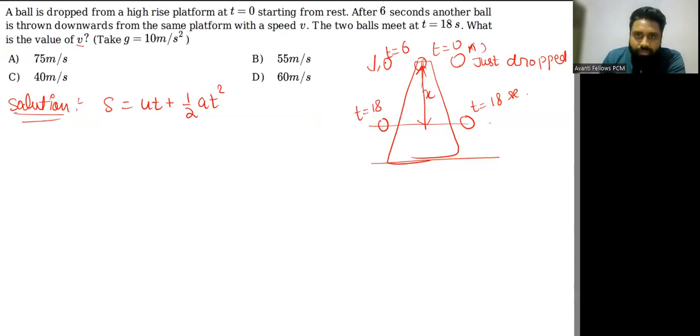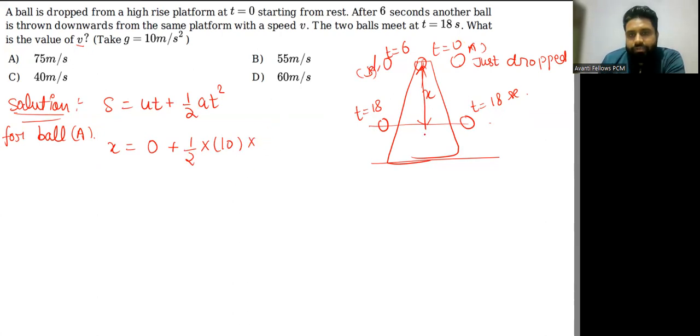Okay. Now, the distance for each ball, let's just name these balls. This ball is A, and this ball is B. So for ball A, x equals the initial velocity of this ball, which is 0, plus 1 by 2 times the gravitational acceleration, which is 10 as given to us, into t square. Now this value of t is also given to you, from 0 to 18. So x here is equal to 5 into 18 square.